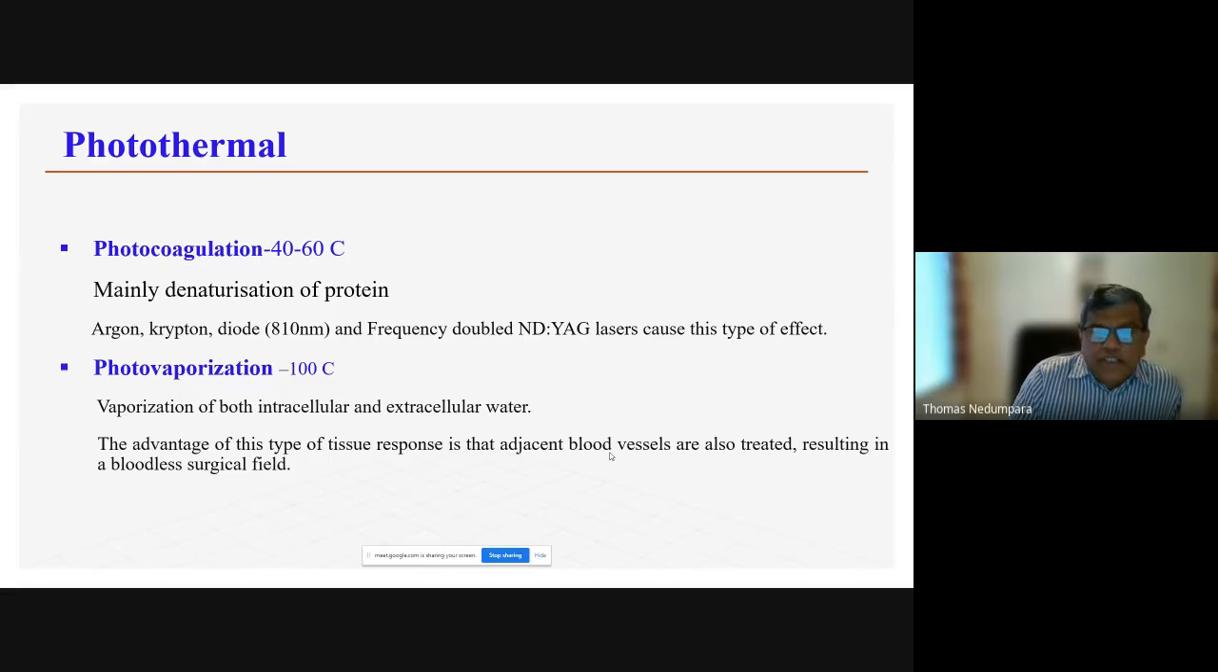The photothermal effect depends on the temperature. At temperatures between 40 to 60 degrees centigrade, it causes mainly denaturation of the protein. We call it coagulation. Mainly krypton, argon, and diode lasers are used for this purpose. When the temperature reaches 100 degrees, the water in the tissue vaporizes. Along with the water, the tissue also vaporizes, and this helps to seal the blood vessels, and you get a bloodless field.